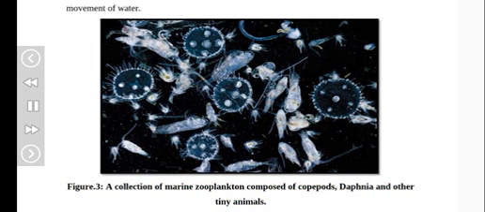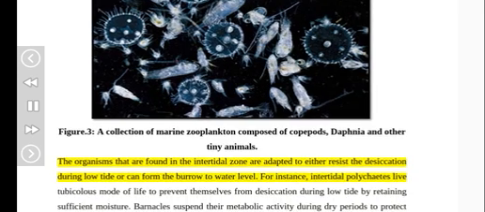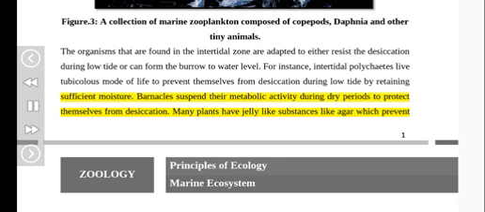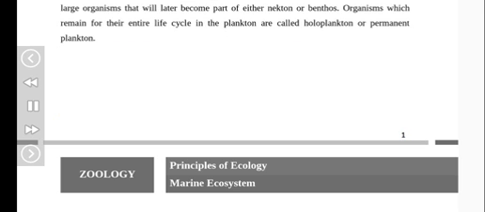The organisms that are found in the intertidal zone are adapted to either resist desiccation during low tide or conform, burrowing to the water level. For instance, intertidal polychaetes live a tubicolous mode of life to prevent desiccation during low tide by retaining sufficient moisture. Barnacles suspend their metabolic activity during dry periods to protect themselves from desiccation. Many plants have jelly-like substances like agar which prevent them from drying by absorbing and retaining large quantities of water. Moreover, in drought conditions, most shore animals use oxygen stored in the blood plasma, such as Nereis diversicolor.